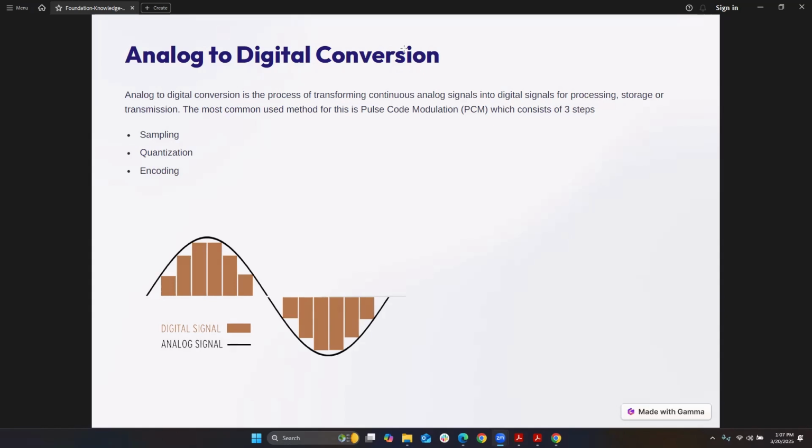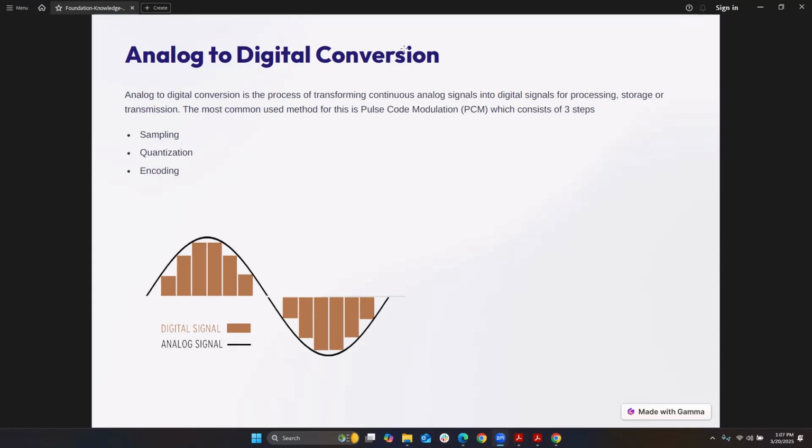There are three steps in analog to digital conversion, which is known as pulse code modulation. The first step is sampling. Sampling is the process of measuring the amplitude of an analog signal at regular intervals. The Nyquist theorem says that the sampling rate must be at least twice the highest frequency of the original signal to accurately reconstruct it.